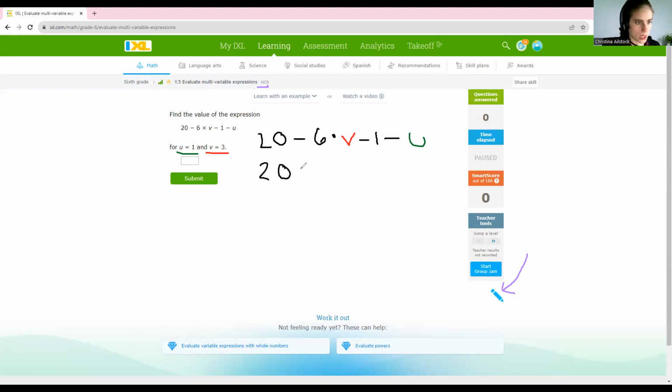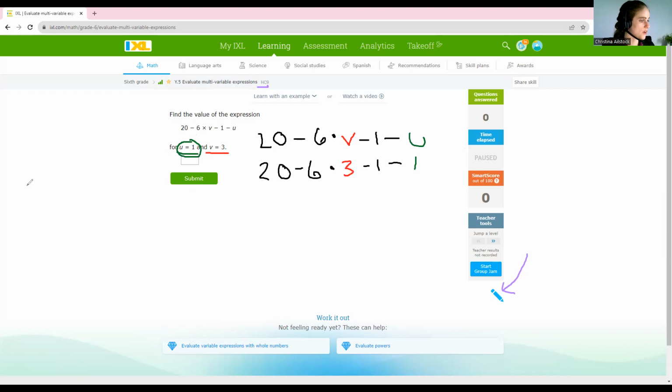So we still have 20 minus 6, but then instead of times v, it's going to be times 3 because v is equal to 3. And we have minus 1 and then minus u. Well, u is going to be the value of 1 because that's what it tells us it is. Now that we've done this, we can follow our order of operations.